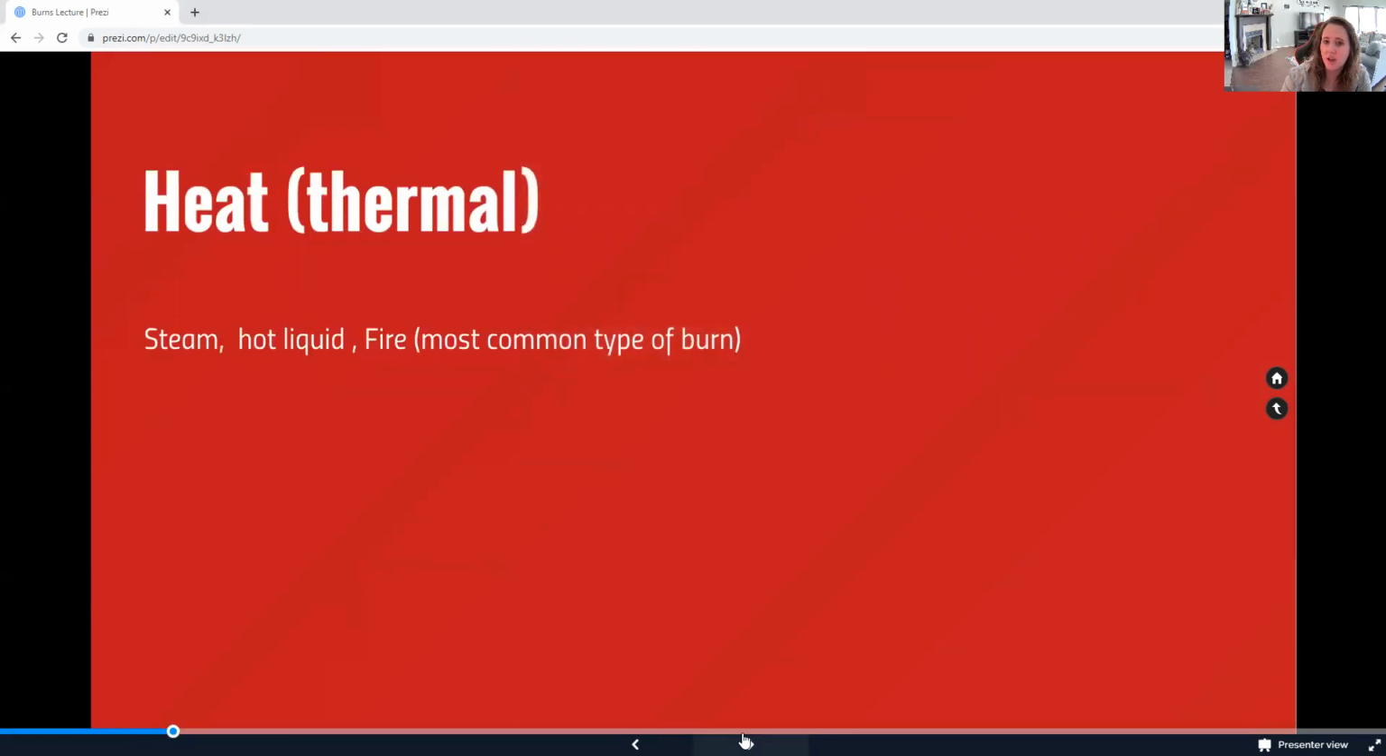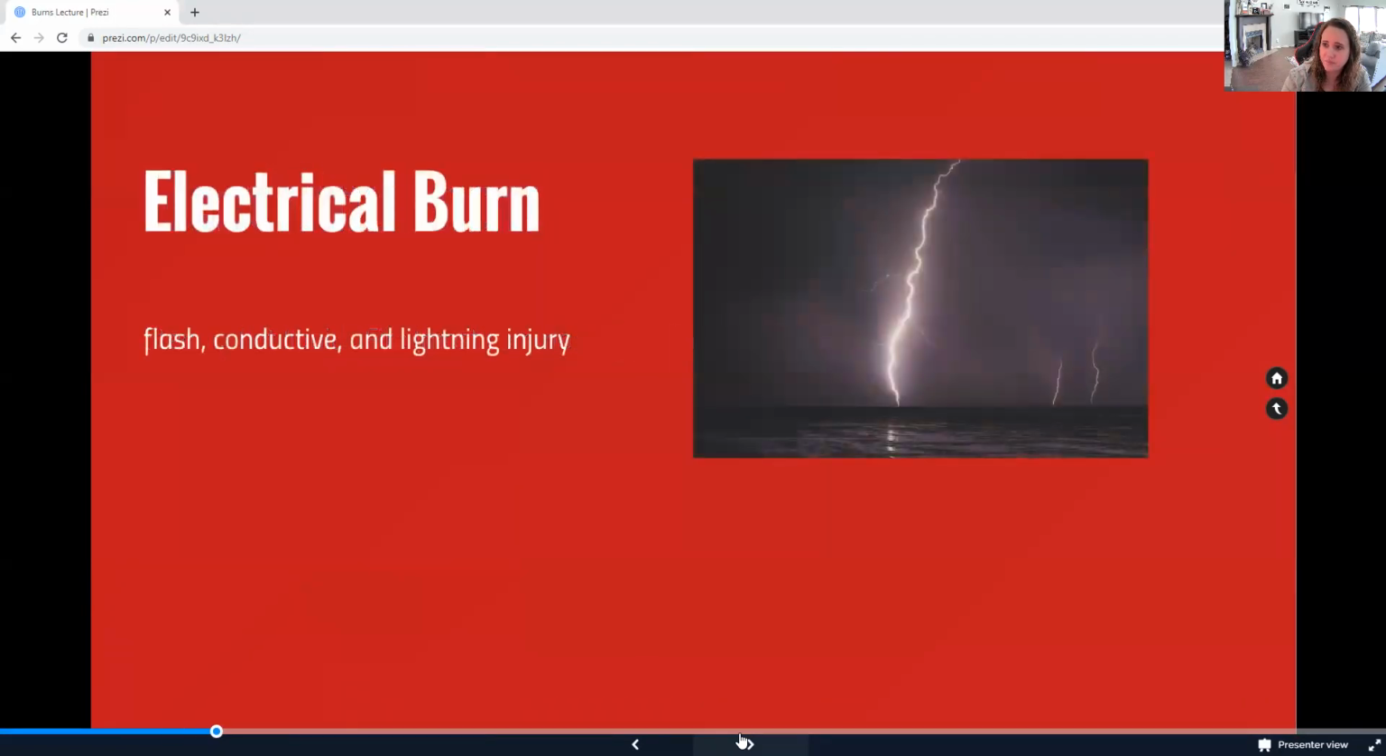So heat. That's our most common kind of burn. Fire is obviously the most common source, but it can also come from steam or a hot liquid that can injure the skin. Again, electrical burns: the severity is going to depend on the voltage that the patient was exposed to, and of course where the electrical current traveled through. So when we're thinking about the mechanism of injury, we're thinking about where that voltage traveled.